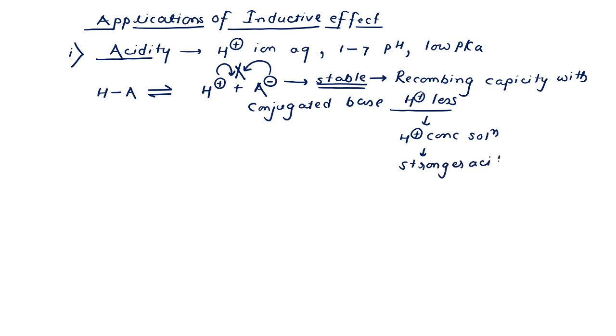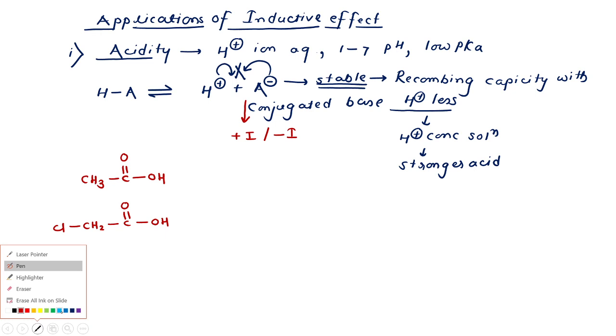Now here we are taking advantage of whether this conjugated base will be stabilized or destabilized by the plus I or minus I effect. For example, I'll take one example. This is acetic acid and this is chloroacetic acid. Dear student, more stable, less reactive; less stable, more reactive. Please keep this in your mind.